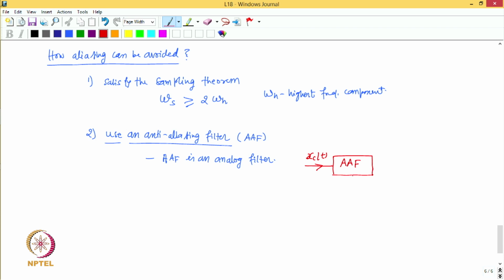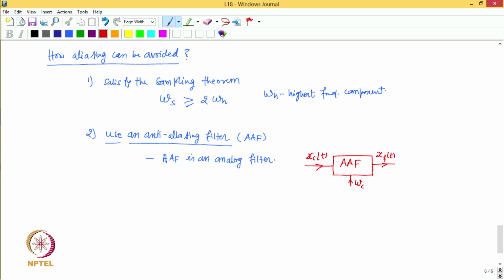Now, this requires the selection of some cutoff frequency, let us call that as omega c, the cutoff frequency of the filter. And so, this cutoff frequency depends upon the frequency range of measurement, in what range we want to measure the signal. This point we will discuss more later in one of the lectures. So, when this is done, we get a filtered signal, let us call it x_f(t).